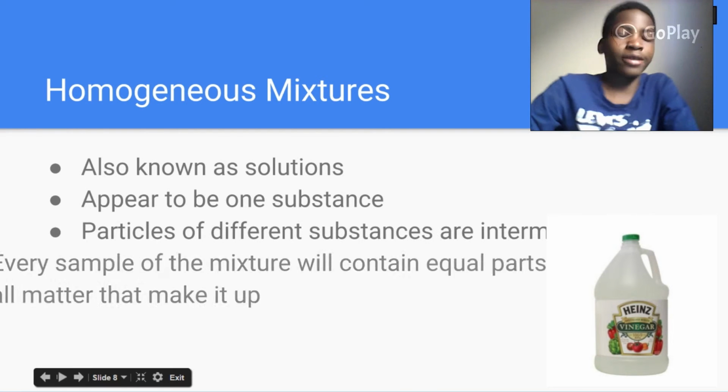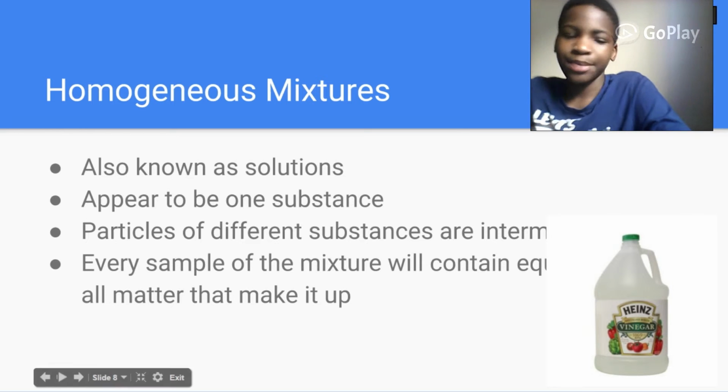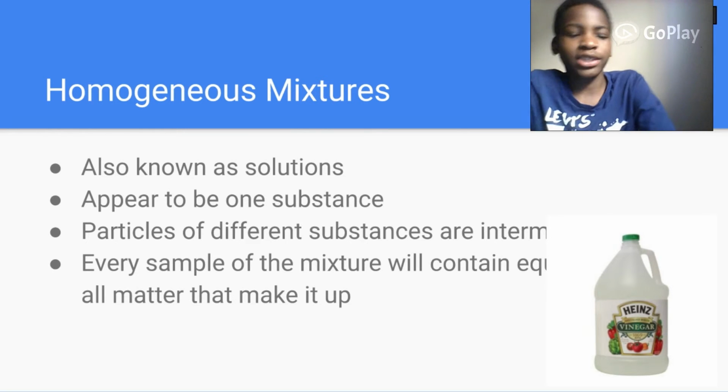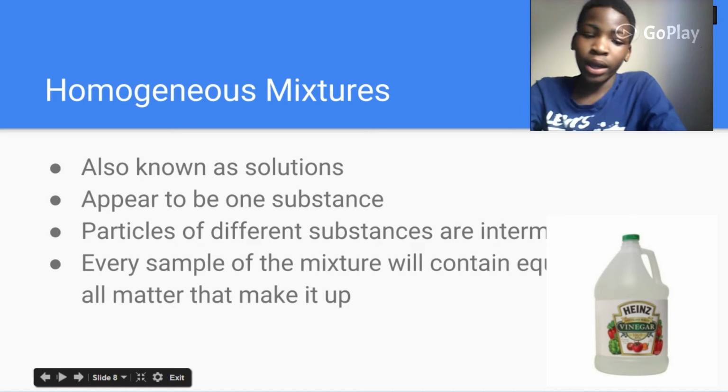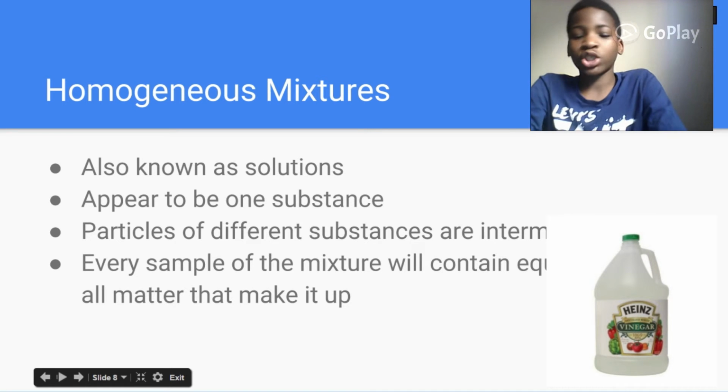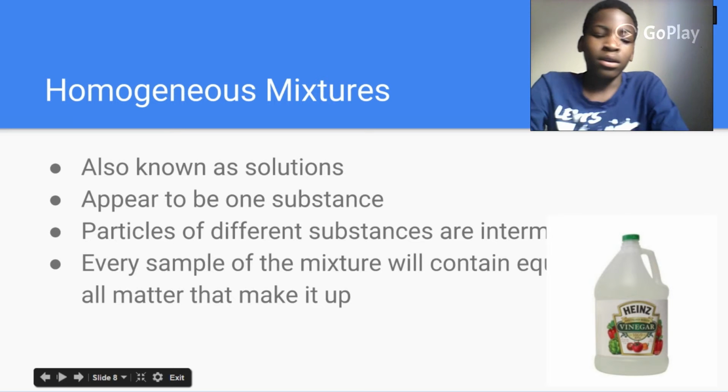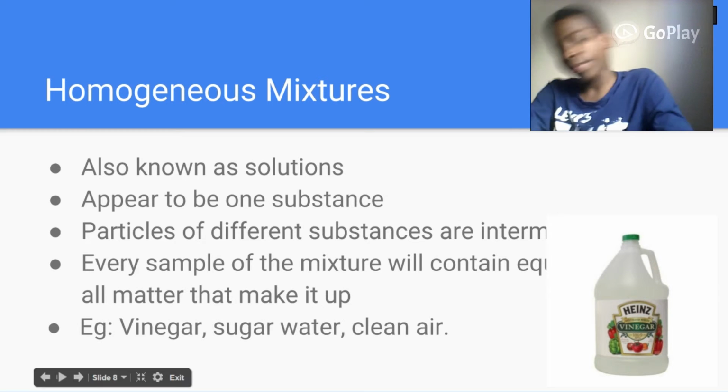Homogeneous mixtures, also known as solutions, appear to be one substance but are not actually one. Particles of different substances are intertwined. Every sample of the mixture will contain equal amounts of all the matter that makes it up.